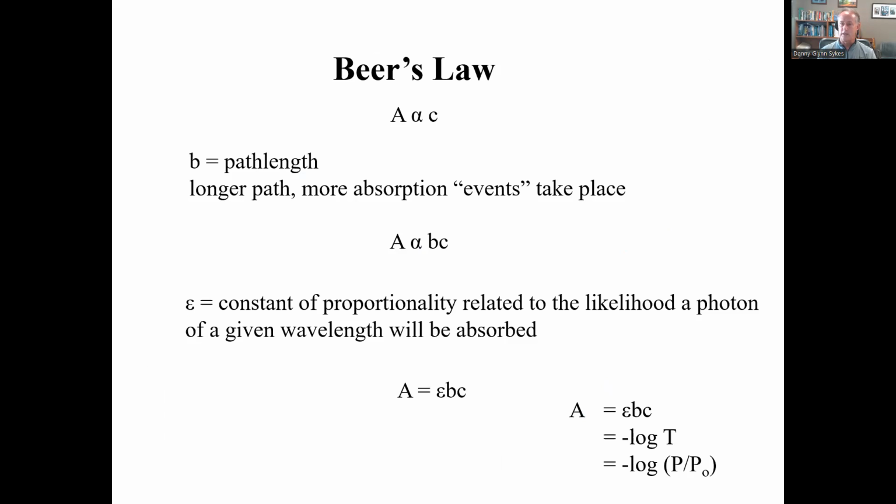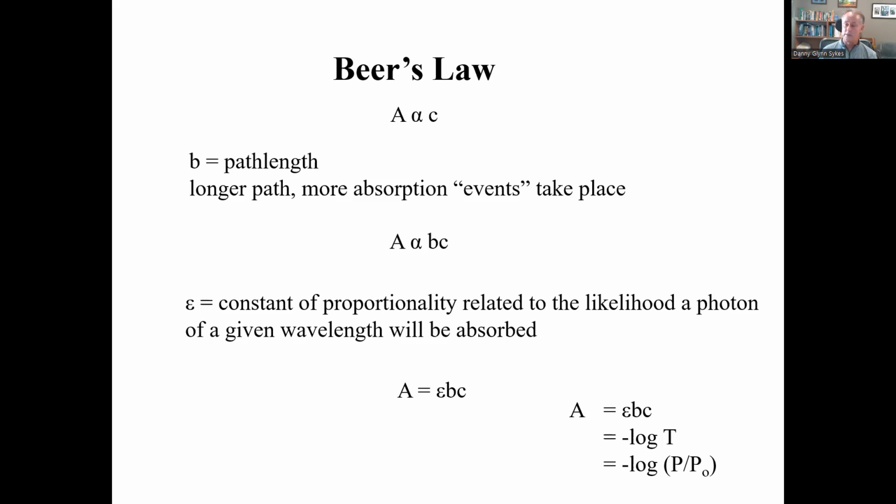But I also know that if I increase the path length, light has to travel through more of that material. More photons on average are going to get absorbed. Okay, so I know that absorbance is going to increase with path length. So I know that absorbance is proportional to both path length and concentration. And this is kind of the same format as PV equals nRT, right? In terms of building up the relationship between pressure and volume and number of moles and temperature of the gas, etc.